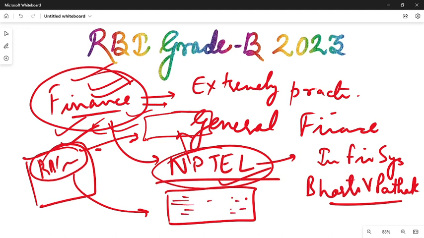By doing so, you will save a whole lot of time which you could have wasted understanding the lengthier portions given in the Bharti V. Pathak book. So that is my recommendation: only try to cover Bharti V. Pathak after you have gotten the gist of that particular topic from YouTube, either from NPTEL lectures or from any other lectures that you feel comfortable with.